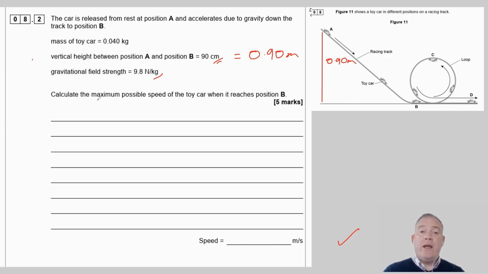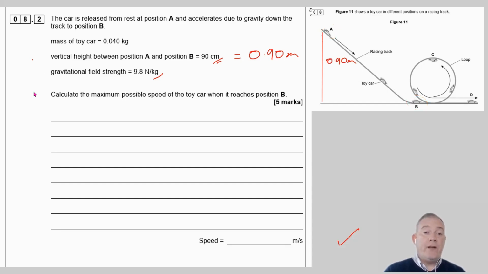Okay, so calculate the maximum possible speed of the toy car when it reaches position B, so when it's right down here. Remember what I said about that closed system. We're not including air resistance or friction. So the total energy it had up here, we're going to call that gravitational potential energy, is converted completely into, and in this case, the car's moving very quickly. Here at B, we're going to call that kinetic energy. So all of the gravitational potential energy here is converted into kinetic energy here.